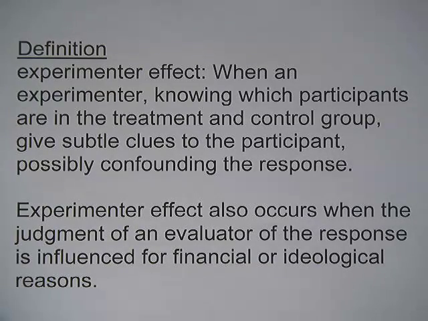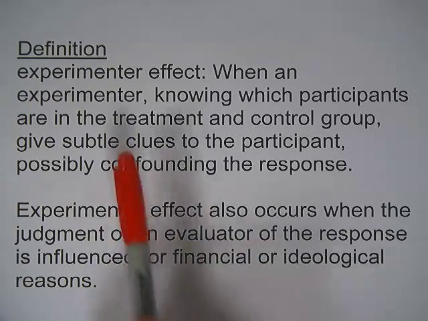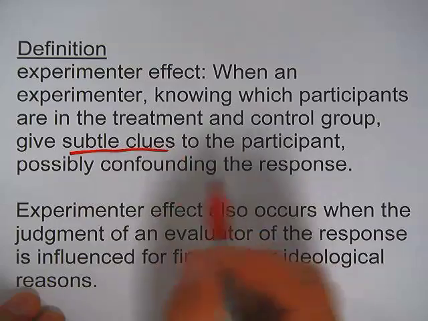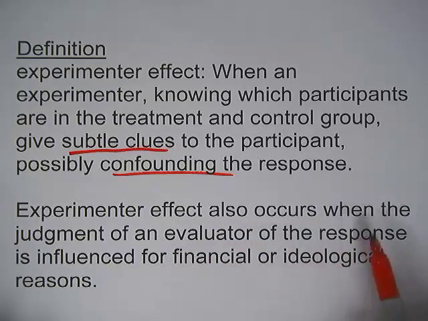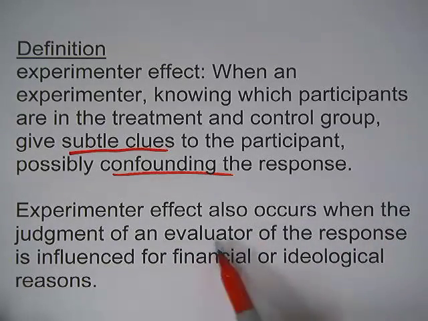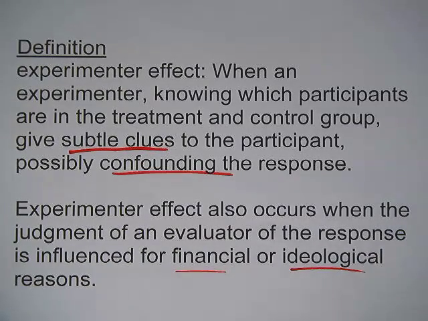So when an experimenter, knowing which participants are in the treatment and control group, gives subtle clues to the participant, possibly confounding the response. The experimenter effect also occurs when the judgment of an evaluator of the response is influenced for financial or ideological reasons. So if an experimenter is hoping to get certain results from his experiment due to money or these ideological reasons, they might have some sort of influence in how the participants are responding to specific types of treatments.